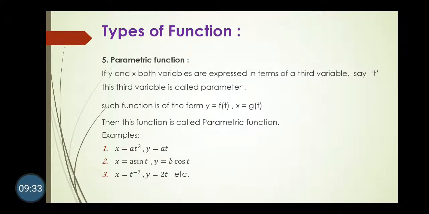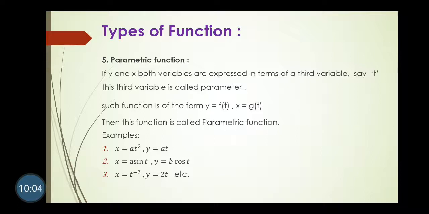Next one is parametric function. If y and x, both variables, are expressed in terms of a third variable, say t, this third variable is called a parameter. You can also replace t with another variable, but we consider t here. Both variables y as well as x are in the form of t only. Such functions are in the form of y is equal to f of t and x is equal to g of t. Both are in terms of t.